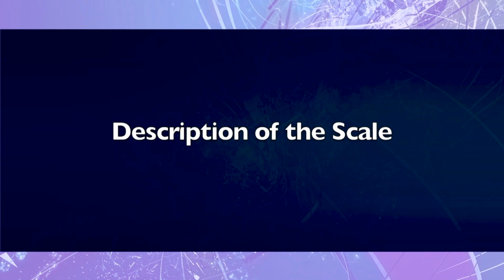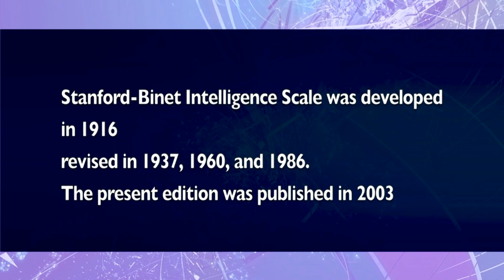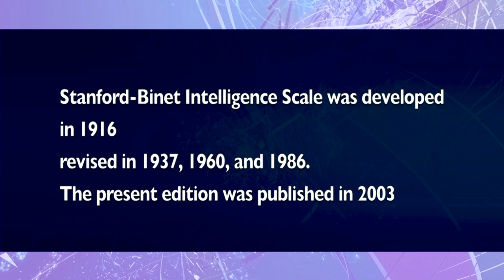Now let's have a look over the description of the scale. The Stanford Binet Intelligence Scale has a rich history. It's a descendant of the Binet-Simon scale, which was developed in 1905 and became the first intelligence test. The Stanford Binet Intelligence Scale was developed in 1916 and was revised in 1937, 1960 and 1986. The present edition was published in 2003.